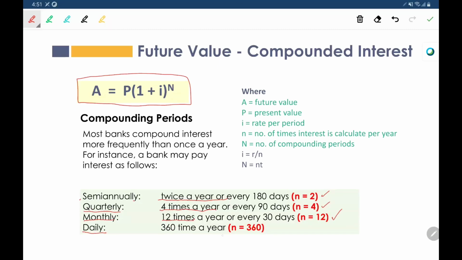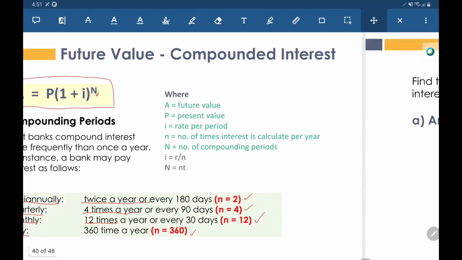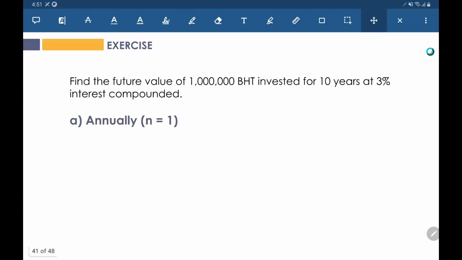Or daily, 360 times a year. So this is the keyword to use to count the n: the number of times interest is calculated per year. And what is the capital N here? N comes from the number of times that interest is calculated per year, multiplied by the number of years. So let's see an example of how to calculate the future value in the case of compounded interest.